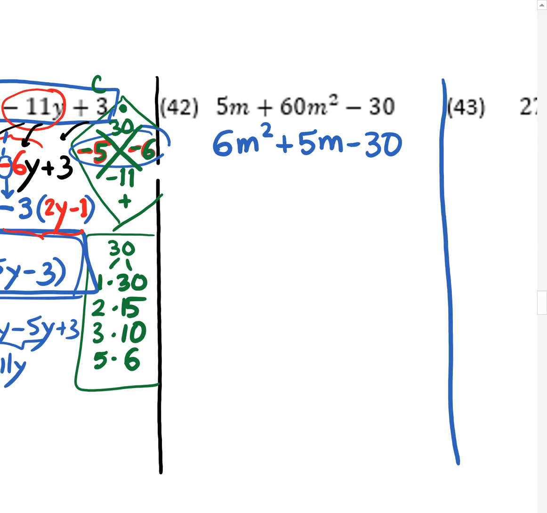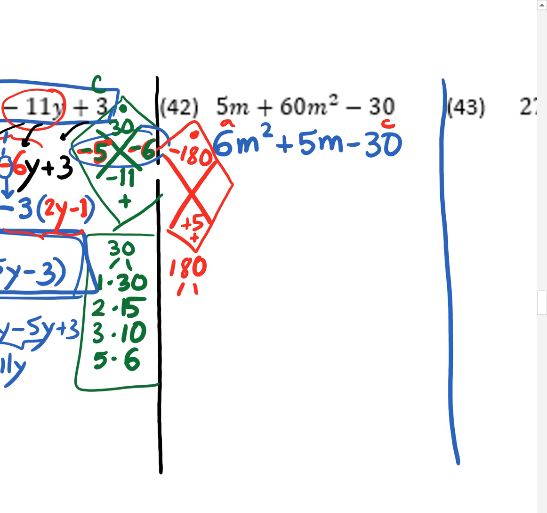Now I'm going to make my little diagram. I first have to multiply a times c. A is 6 and c is negative 30. 6 times negative 30, that's negative 180. Oh man. All right, that's pretty crazy. So I want to know what multiplies to that, but adds up to the middle guy, 5. This is a tricky one. I'm going to have to think about 180.